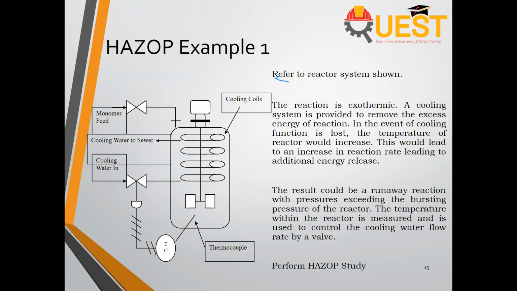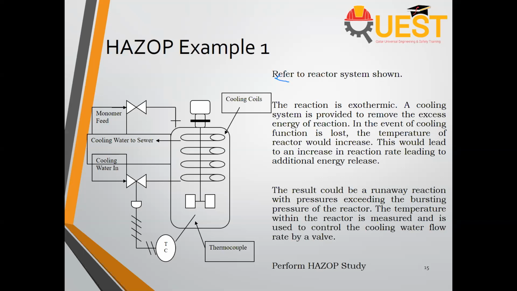So now let's move on to an example of HAZOP. We will try to apply HAZOP on the system. We have a reactor in which we have the cooling coils and we have the cooling water inlet, we have the feed coming in, we have a thermocouple to control the temperature. The reaction is exothermic. A cooling system is provided to remove the excess energy of reaction.